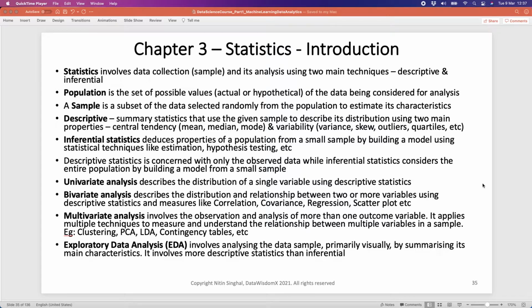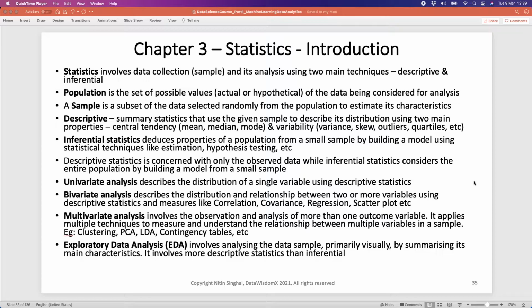As we've given here, the population is the set of all possible values and a sample is a subset of that data. And remember, it's done randomly. So you don't fix, say, okay, I'll take the first 1,000 values or the last or the middle values. No, you do a random selection. And then using that random data, you can estimate the characteristics of the entire population by building models for it. Now let's look at the two main techniques, descriptive and inferential.